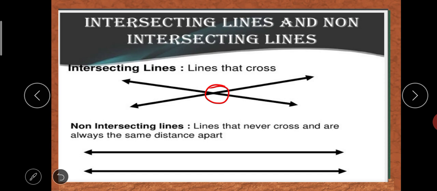Next is the non-intersecting line: lines that never cross and are always the same distance apart. We find that these are two lines and the distance between them is equal, so they never meet at any point. They are parallel. They are called non-intersecting lines, and the distance between them is equal.